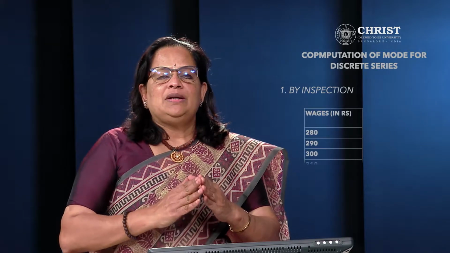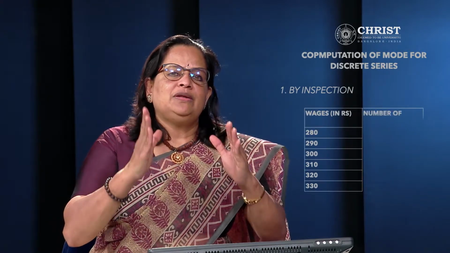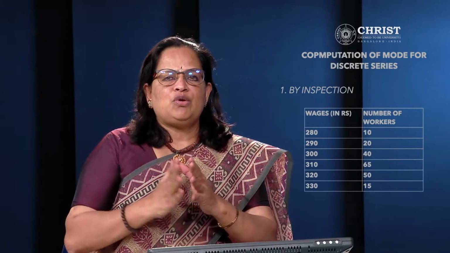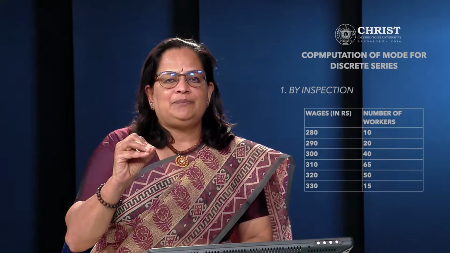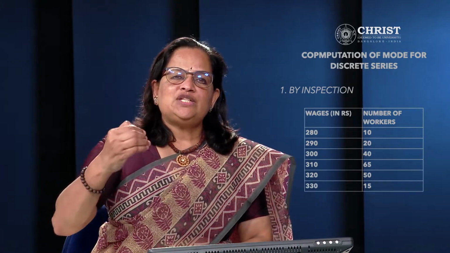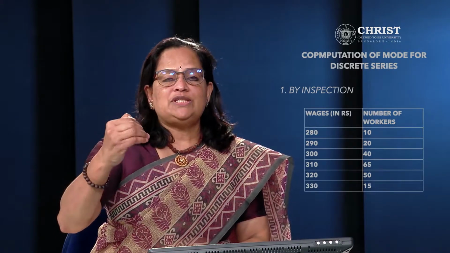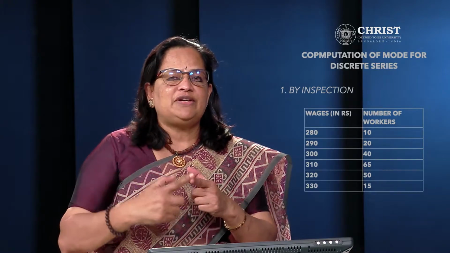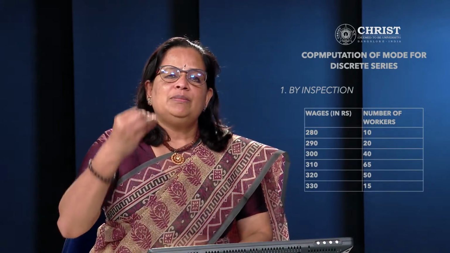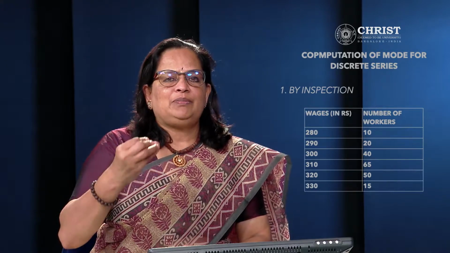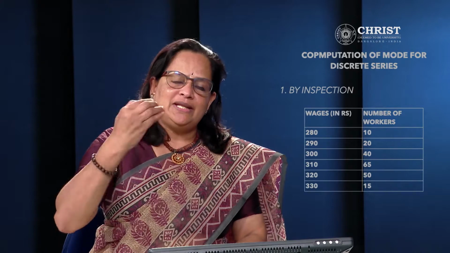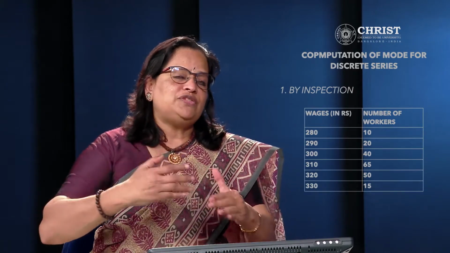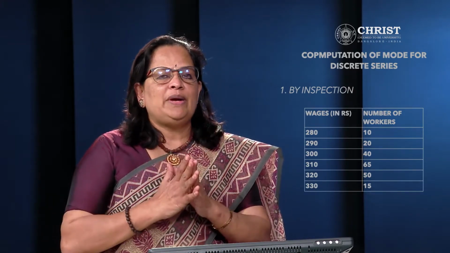If you see this example, the wages, the variable, and the number of workers: the highest frequency is for 310, that is 65. The next highest frequency is for 320 with frequency value 50. So there is a marginal difference, and you can say the modal wage is rupees 310, because that is the highest frequency and the difference from the next highest frequency is 15. So you can just go by inspection.